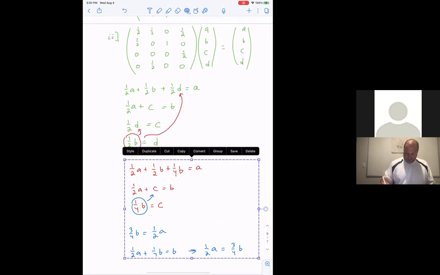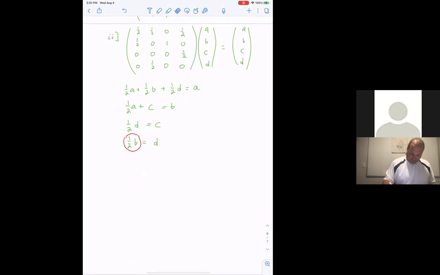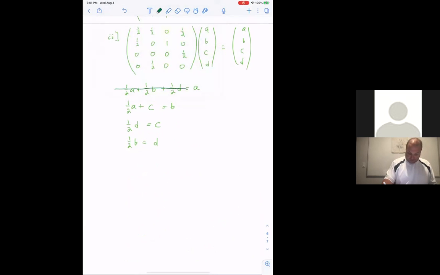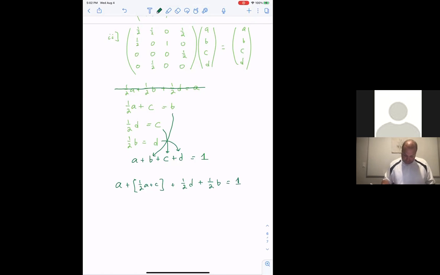So you know what? Let's go back. My apologies. And let's throw that in here. First, let's get rid of this one, which will be our redundant one. And then we'll throw in A plus B plus C plus D is equal to 1. So let's try this again. So I'm going to plug in B into there, C into there, and D into there. So that gives me A plus 1/2 A plus C plus 1/2 D plus 1/2 B is equal to 1.